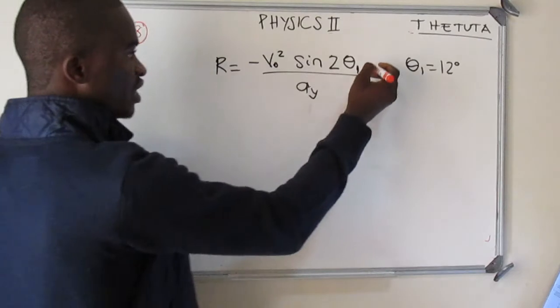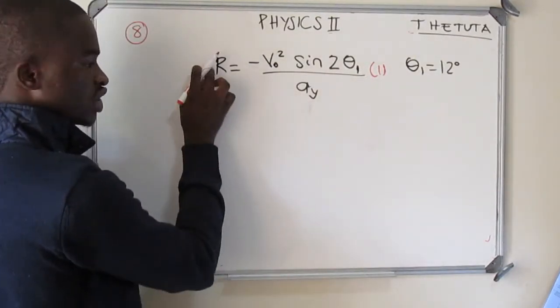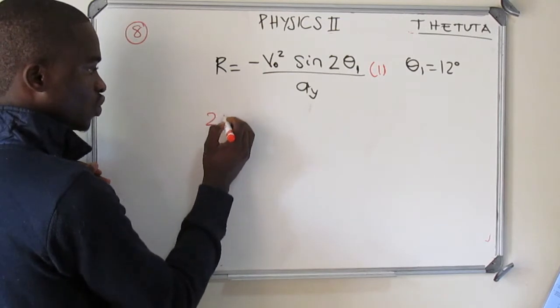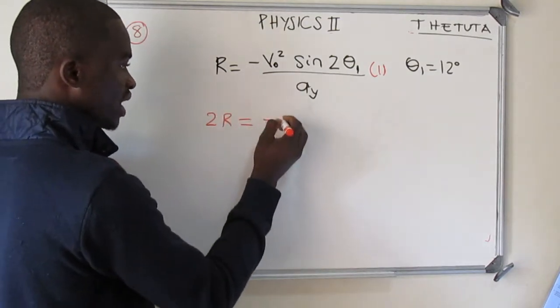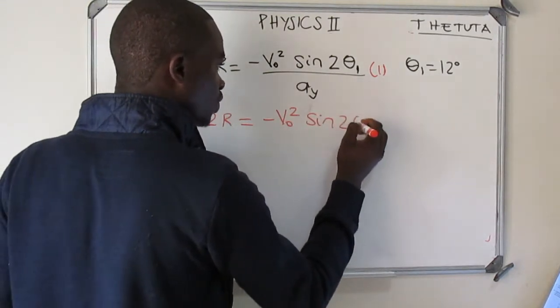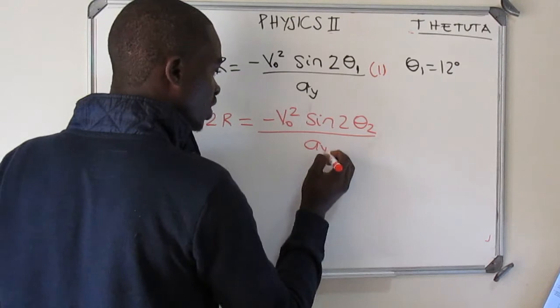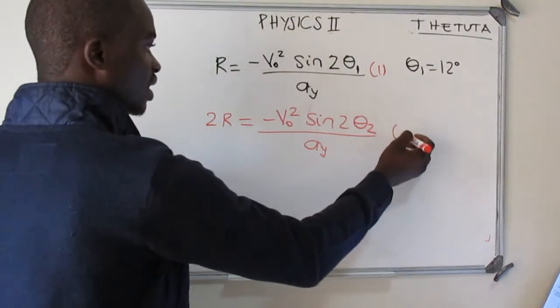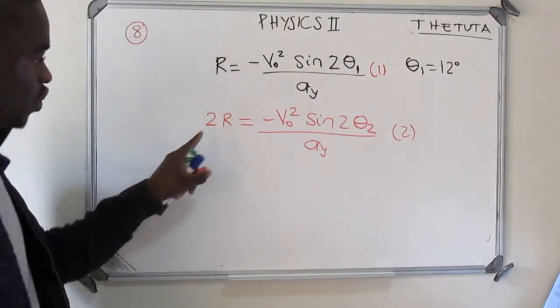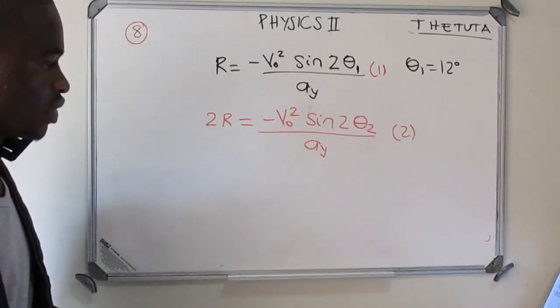So this is going to be our first equation, but the second equation is going to be what? The range is going to double, which means it is going to be equal to 2R. 2R is going to be equal to minus v initial squared sine of 2 times the second angle, divided by the acceleration in y. Can you see? This is our second equation because they say the range doubles, which means I'm going to put a 2 there for the range to double.